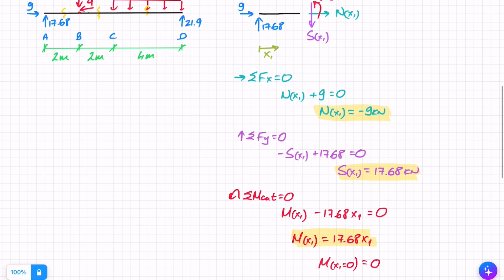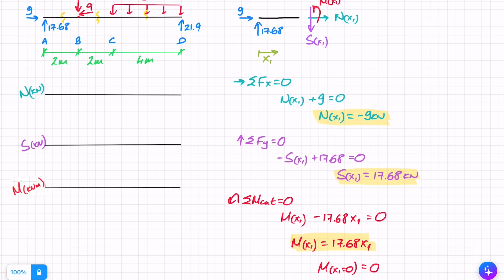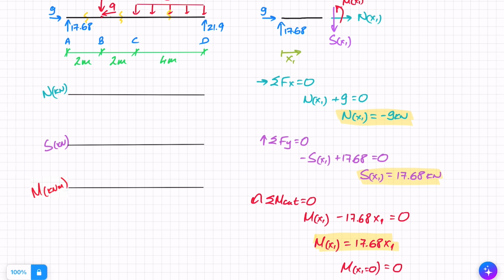Now before we move on to the second cut, let's just put in a place here for everything. So I'm going to draw my axial load here, my shear force will go here, and my bending moment will go here. And I can start off by drawing some of these things. So I can see here that my axial force from A to B is negative 9, and that's a constant. My shear force is also a constant, and it is 17.68. So let's draw that on as well. So just a straight line here, and 17.68.